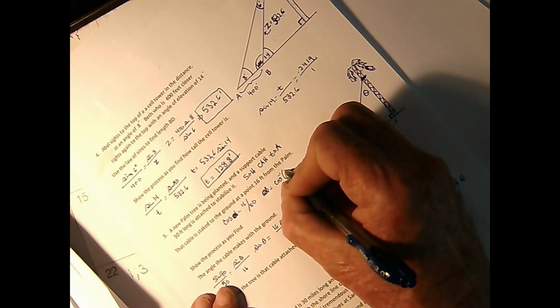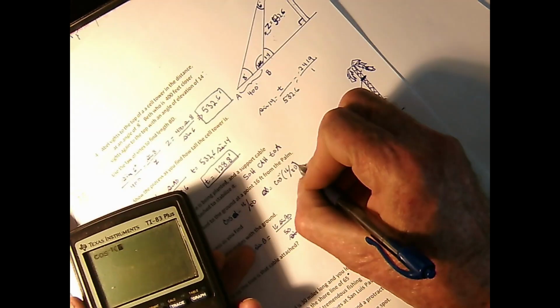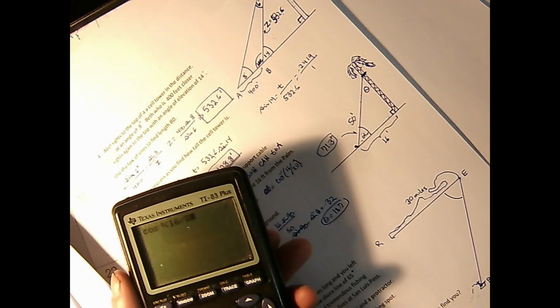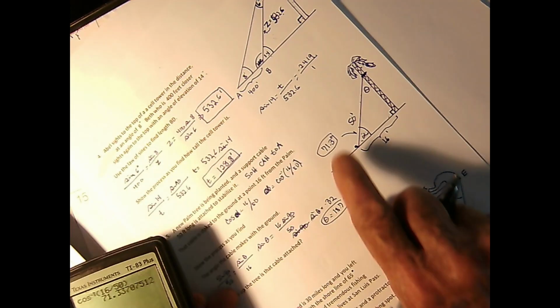And I'm hoping that's going to be the angle we just came up with, 71.3. Let me clear the junk. Arc cosine 16/50ths. And I'm getting 71.3, huh? Hey, that's good. That's what we got last time. That's what I wanted that thing to be. I would permit you to use the straight right triangle trigonometry there.